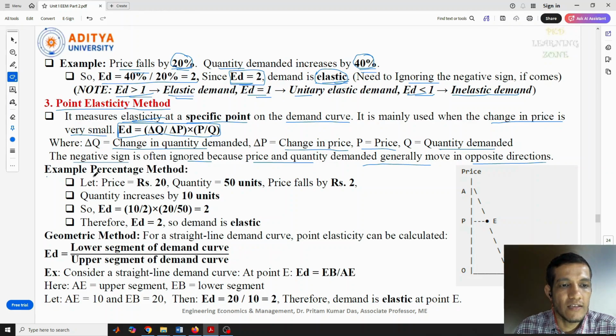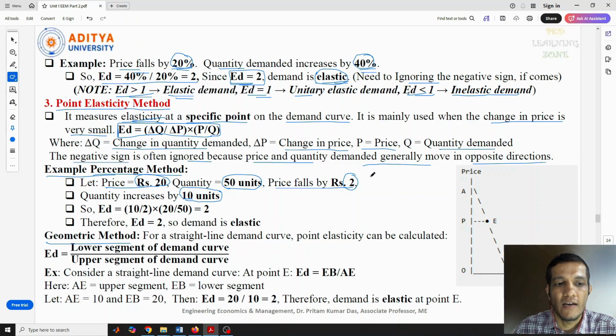The first one we'll consider is the percentage method, like what we have done previously. A similar example I have taken here. Another one is the geometric method. So in the percentage method, let's say the price of the product is 20 rupees and the quantity is 50 units. The price falls from 20 rupees to 18 rupees, and the quantity increased by 10 units. So here you can see how much the price falls. After the price falls, the value will be 18 rupees. If you find the difference, 20 minus 18, we get 2 rupees.